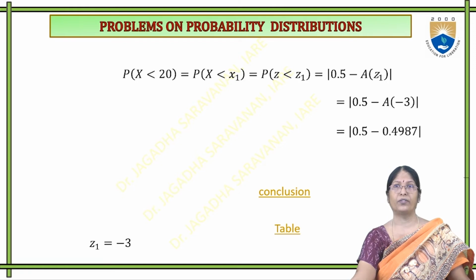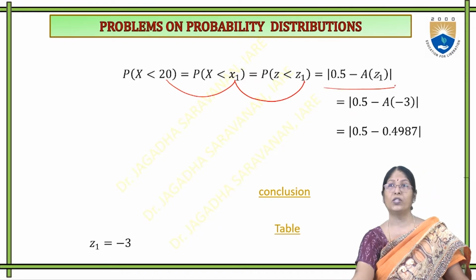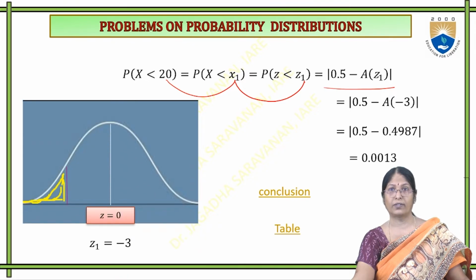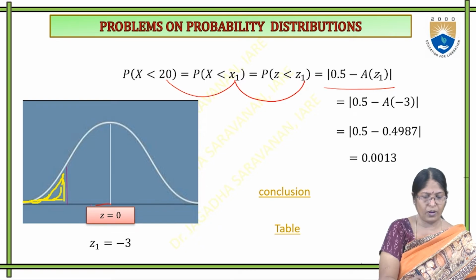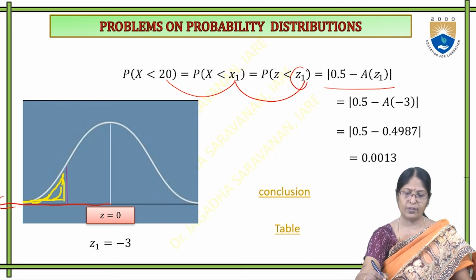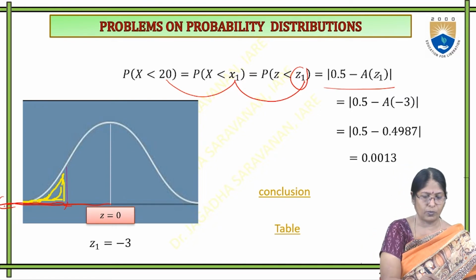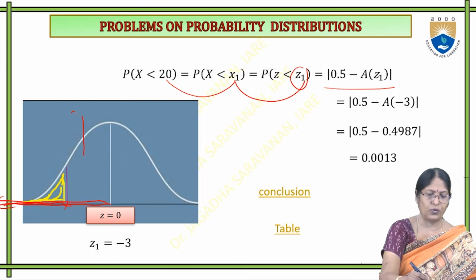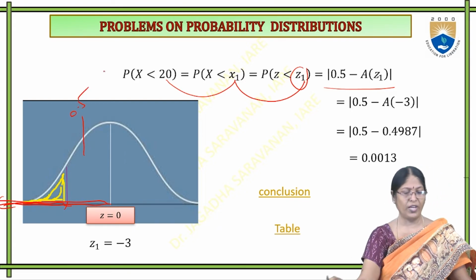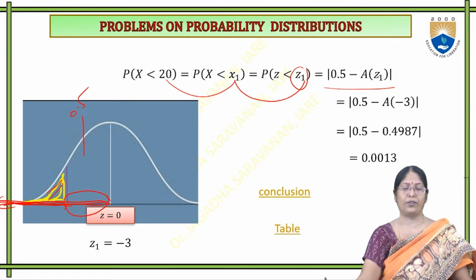The calculation part we can see, x1, z1, and this is the formula: 0.5 minus area of z1. Here we can see the diagram. This is the final diagram. So from here it moves on, because if it is less than z1, the left side of z1, this complete section is 0.5. We needed this shaded part only. So 0.5, and this should be subtracted.